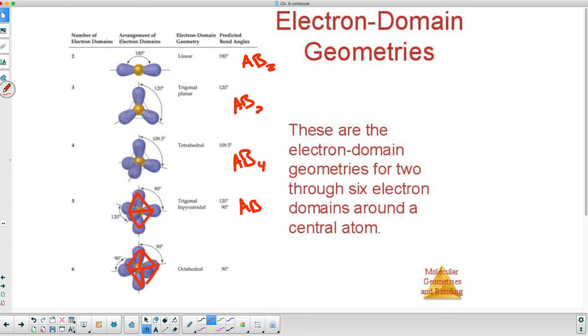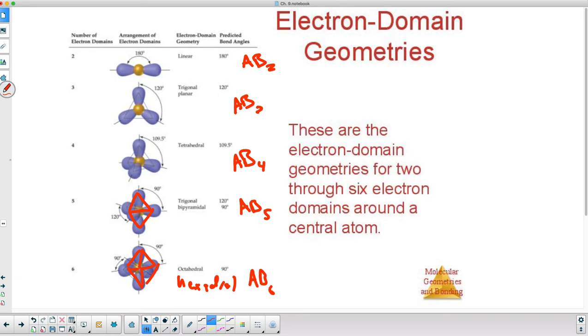Because there are 6 things on here, you could call it hexahedral, and I would definitely accept that as a good description. So octahedral or hexahedral because of the 6 things that we have. So this is AB5 for trigonal bipyramidal, and AB6 for octahedral or hexahedral. These are the electron domain geometries for 2 through 6 electron domains around the central atom.